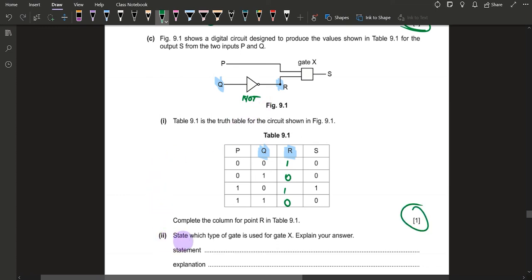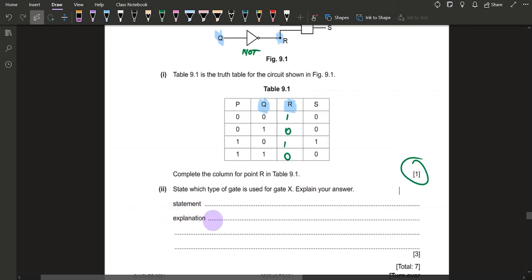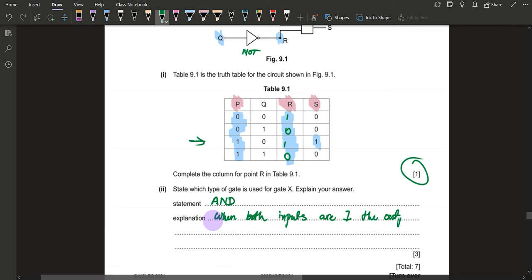Another part says state which type of gate is used for X, explain your answer. We have to give a statement and give our explanation as well. So they're asking for gate X, which gives our output S, and the inputs are P and R. So you can compare the inputs here, and you can see the only condition where the output is 1 is when both inputs are 1, which is here. So this tells us that this is an AND gate. And the explanation we can write is when both inputs are 1, the output is 1. And we get 3 marks for this question. We are done with question number 9.